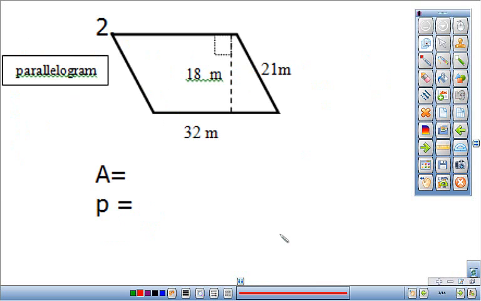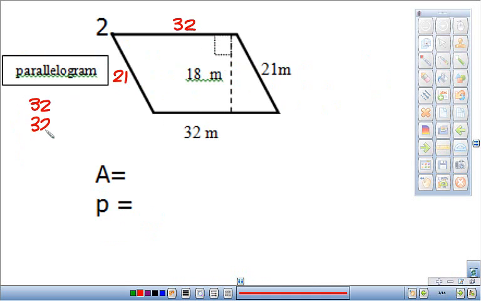Okay, here we have a parallelogram. Okay, in parallelograms, opposite sides are congruent. So this side would also be 21, and this side would also be 32. So for our perimeter, we could take all 4 sides and add them up. So you get 106, and this is measured in meters.